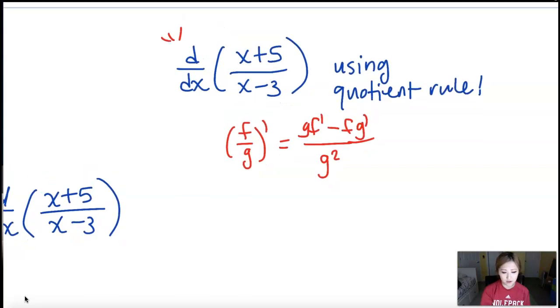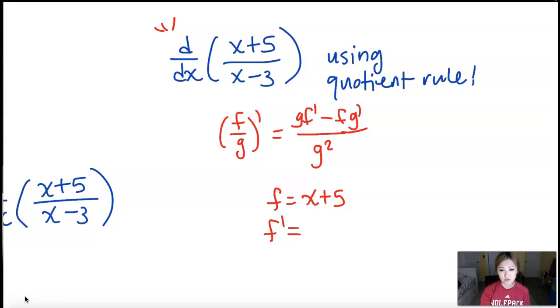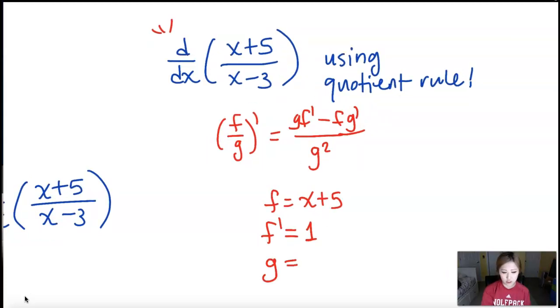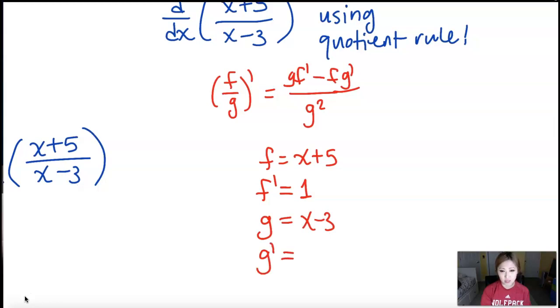So let's identify everything. F is the function on the top, x plus 5. If f is x plus 5, what's f prime? Derivative of x is simply 1, and derivative of 5 is just 0. So f prime is 1. What about g? G is the function in the bottom. X minus 3 is g, and g prime: derivative of x is 1, and derivative of negative 3 is just 0. So I got all my pieces identified.